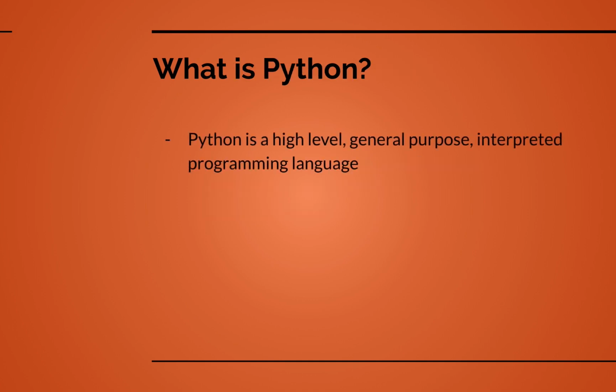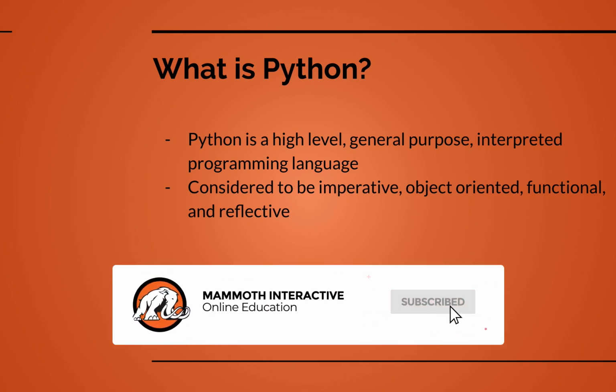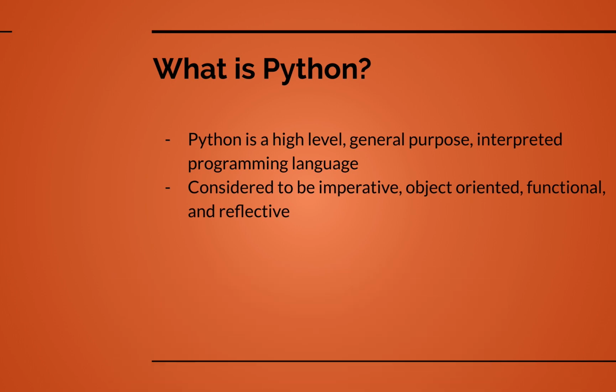For starters, Python is a high-level, general-purpose, interpreted programming language. Now, I don't expect you to understand all of what that means, but generally speaking, it means that it is kind of easy to read and write, as being a high-level language. General purpose means that it is applied to many different domains, and interpreted is just kind of a programming style. It's considered to be imperative, object-oriented, functional, and reflective. Again, these are other ways to describe how the code can be written within a Python program. I don't expect you to completely understand what that means, but I thought I'd put it out there as an interesting piece of information.